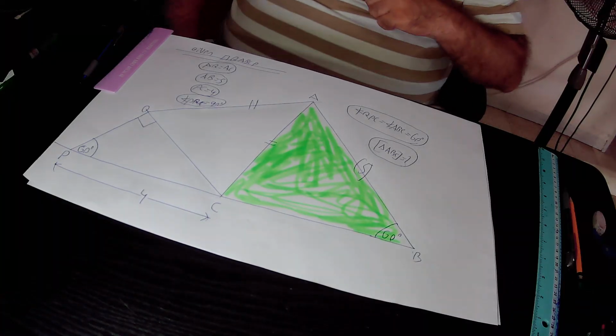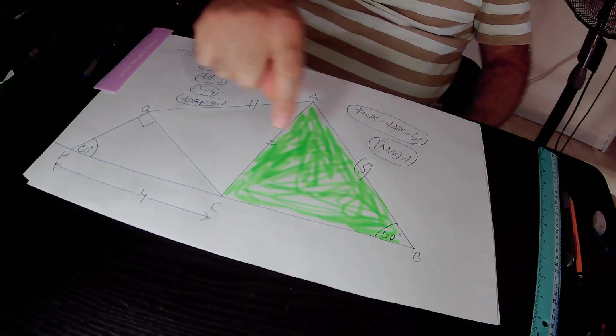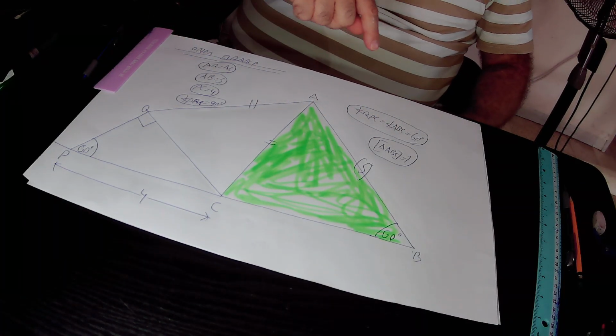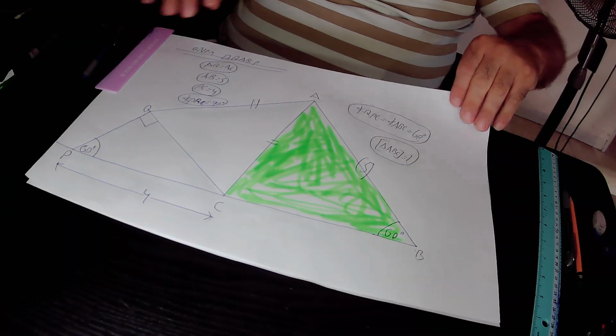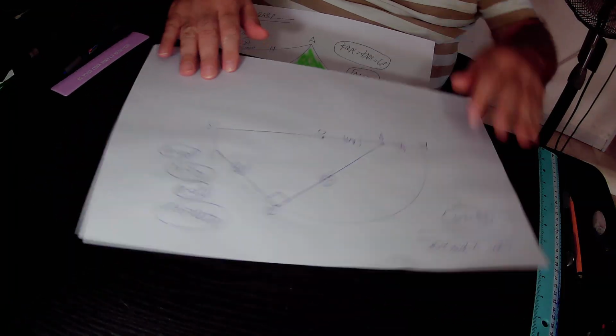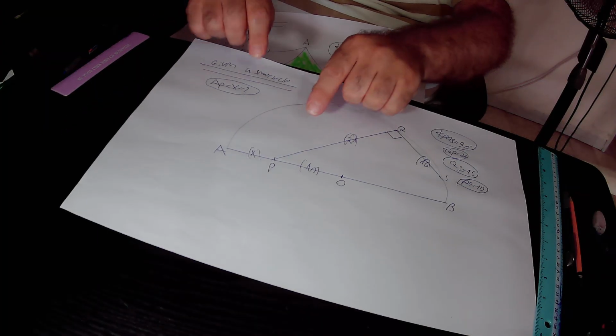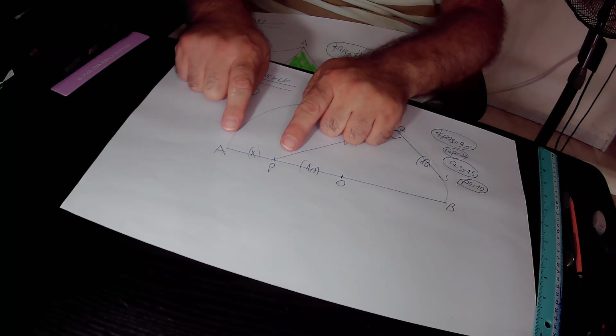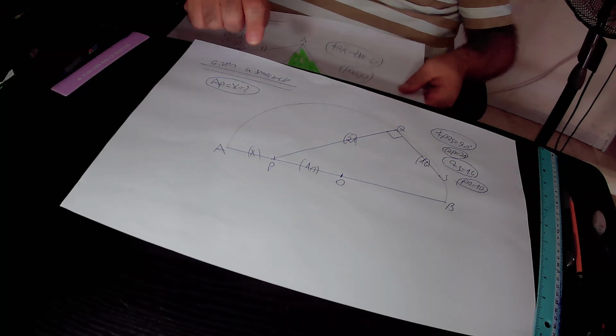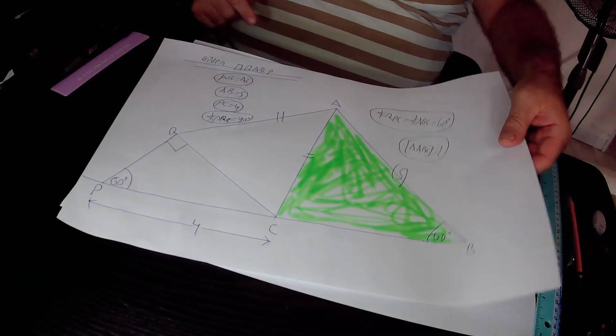Hello, in this lecture we'll answer two questions. In the first question we find out the area of this green triangle, triangle ABC. And in the second question we find out the length of this short line AP, which equals x. We have to find out the value of x. So we start with the first question.